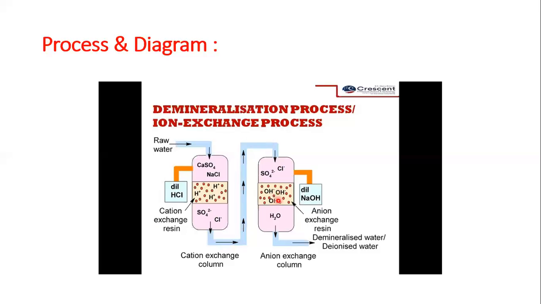That means the outgoing water sample has H plus and OH minus ions that get combined to form water. So here is the exchange of the cations, and in this column there is an exchange of the anions. This water is then passed to the degasifier, where we can remove all the dissolved gases like oxygen and carbon dioxide, and then finally we get deionized water or demineralized water.